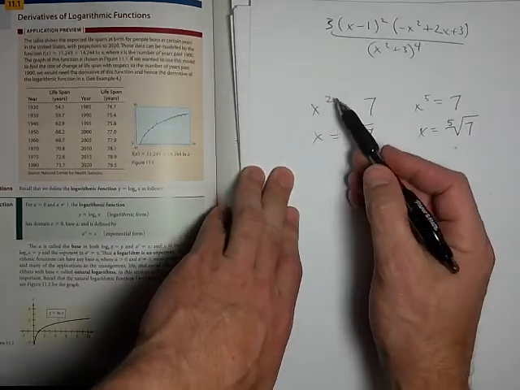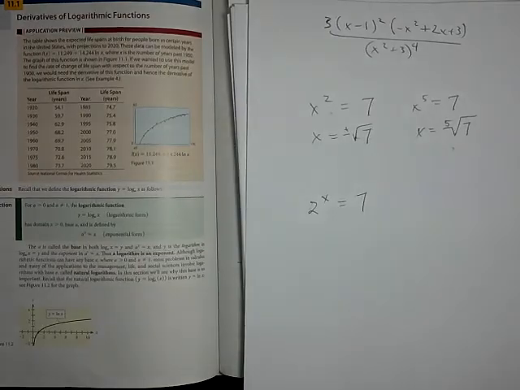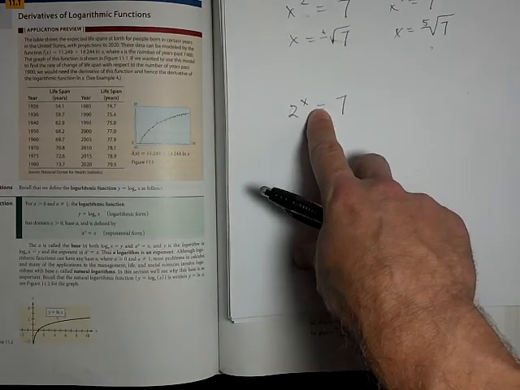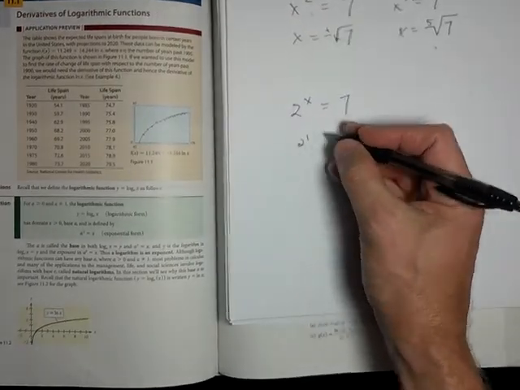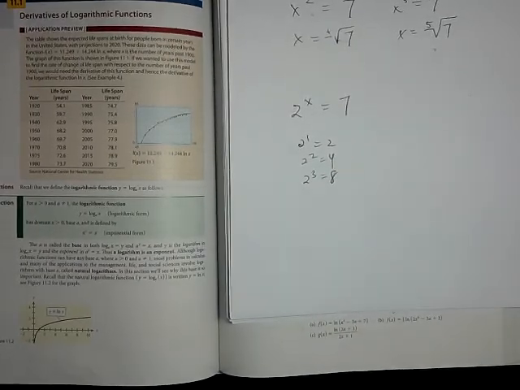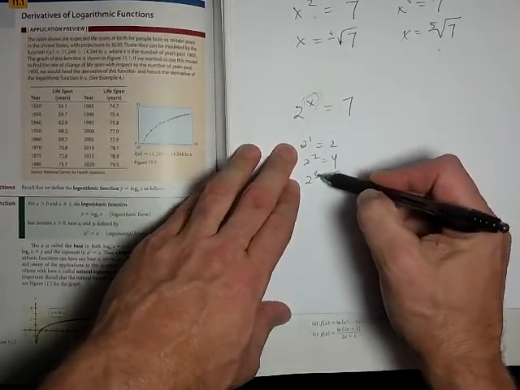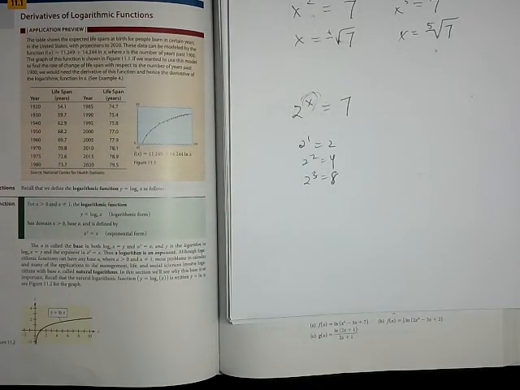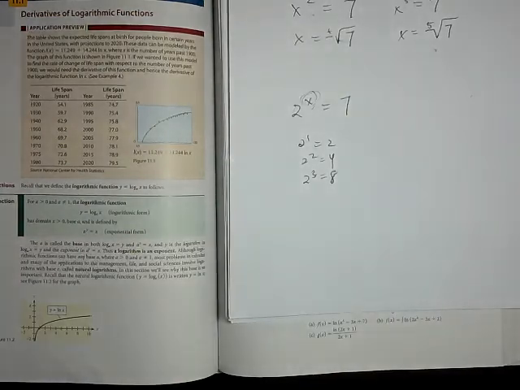But what if instead of x to the 2 equals 7, you had 2 to the x equals 7? In other words, you're asking, what number do you raise 2 to in order to get 7? Well, try some numbers. How about 2 to the 1? Well, that's 2. 2 to the 2, that's 4. 2 to the 3 is 8, which means that x is going to be some number between 2 and 3. But how do you actually find it? Without logarithms, there is no way to find it. Logarithms are the inverse function, or the inverse activity of exponents.